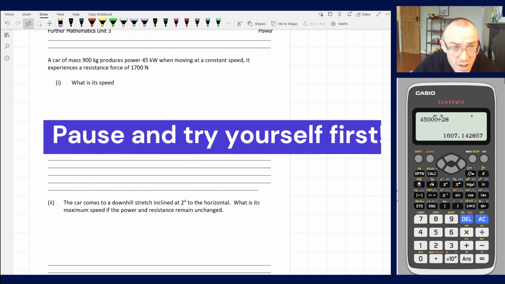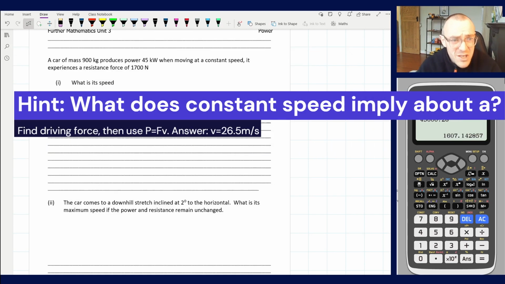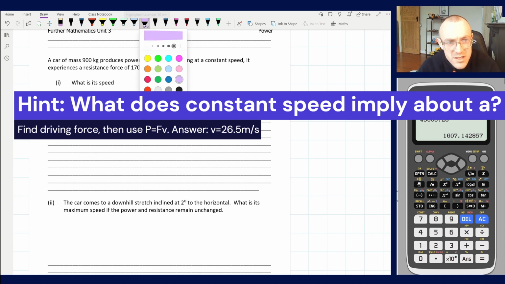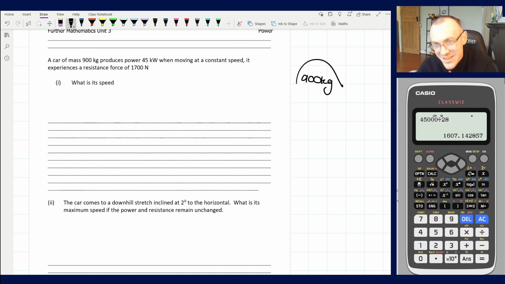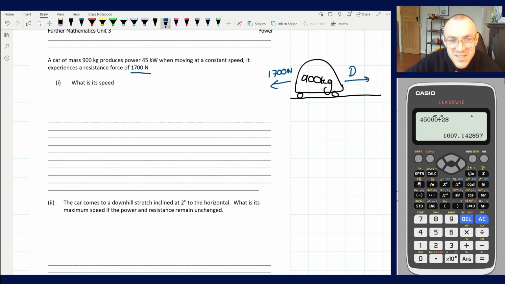Here's another example. This time we're going to be dealing with some additional forces. So let's have a quick read. There's another car. It's a lighter car, this time 900 kilos. So we've got that car. There will be a driving force, I'm going to call that driving force D. And there is a resistive force. So there's 1,700 newtons worth of resistive forces.